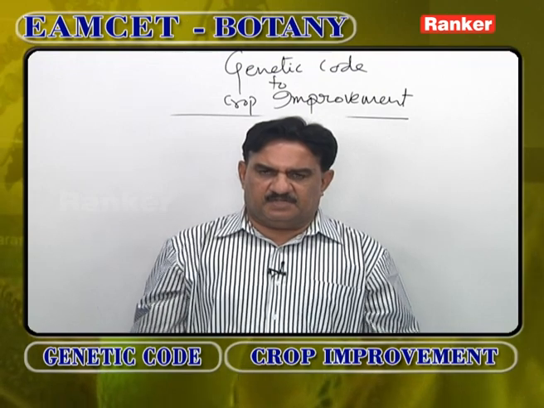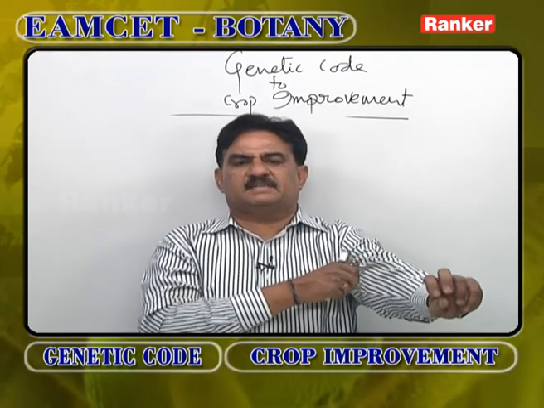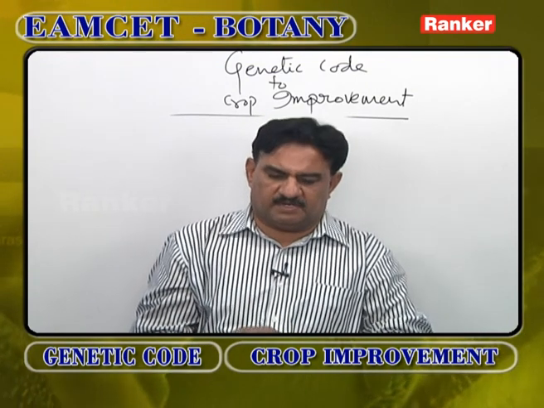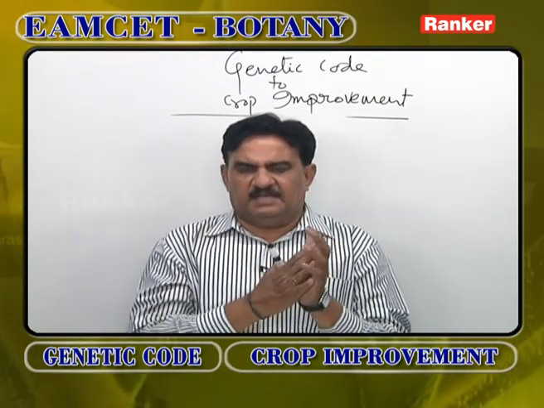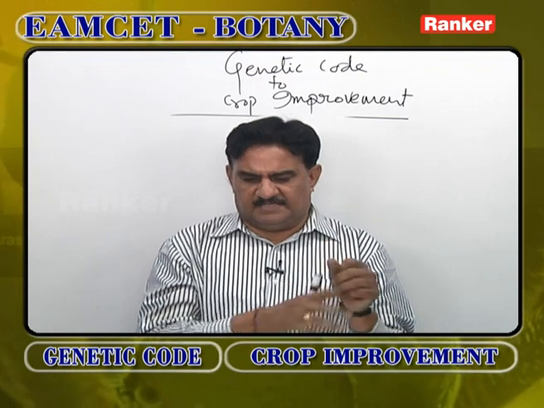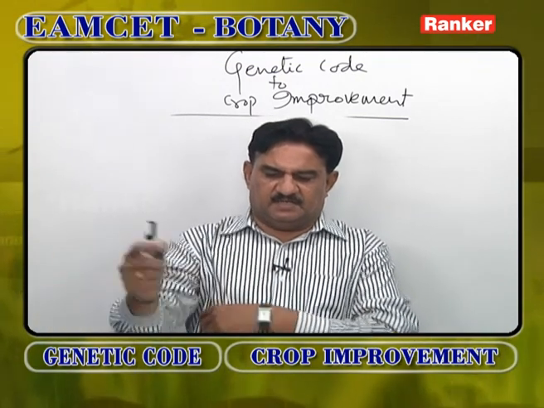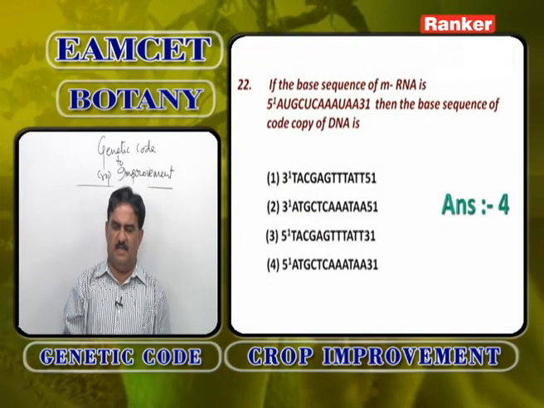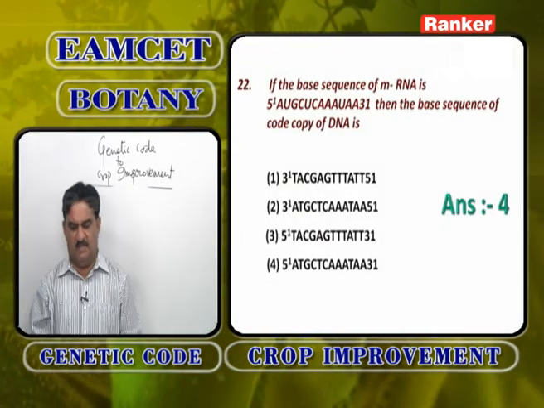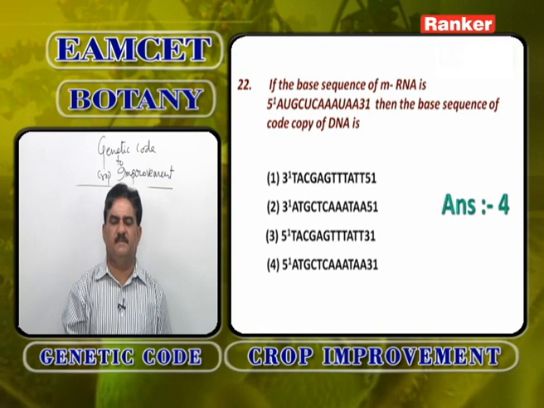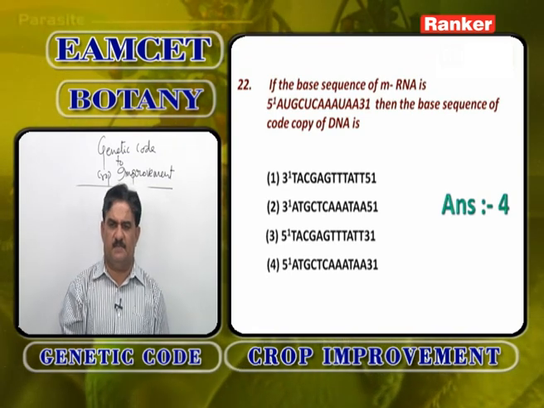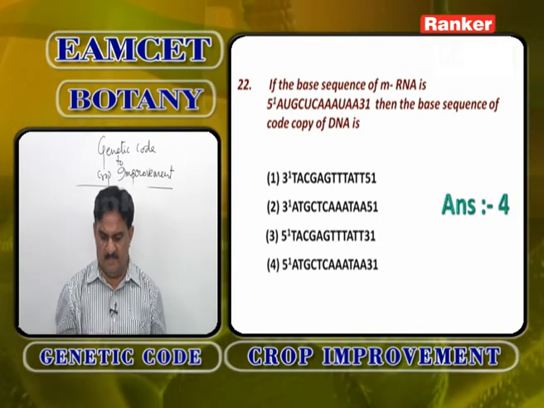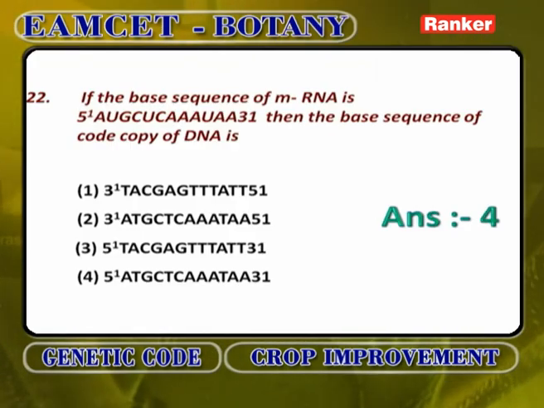So, in the coding strand, the strand opposite to the template strand, which was transcribed into mRNA, has the same nitrogen bases except that thymine is present instead of uracil. There AUG is present, here it is ATG. There CUC is present, it is CTC. There AAA is present, here also AAA. There UAA is present, here TAA is present. So the same nitrogen bases are present except that thymine replaces uracil. So, fifth option, 5 prime to 3 prime.